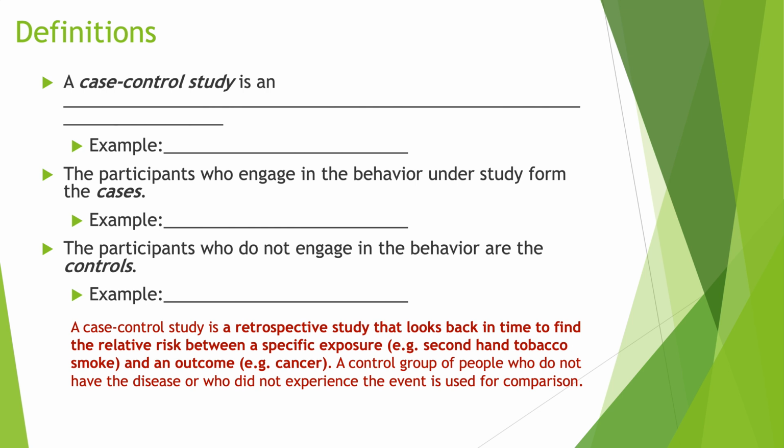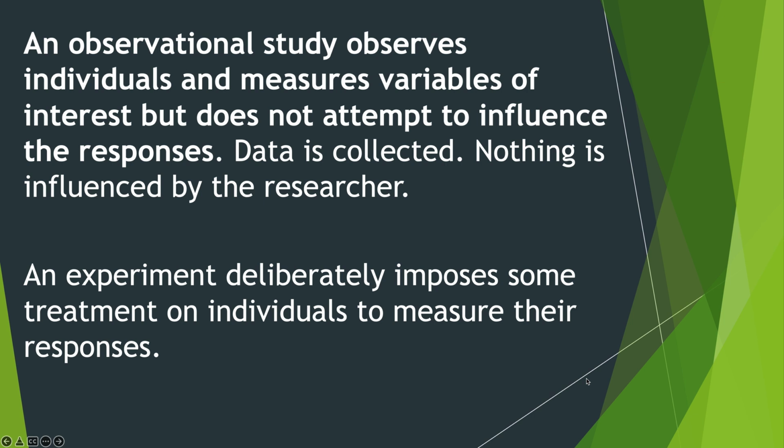So anything that looks back after the fact defines a relative risk between a specific exposure, like secondhand smoke or DDT or Agent Orange, and the particular outcome, like broken eggs or cancer. A control group of people who do not have the disease and who do not experience the event is used for comparison purposes. An observational study observes individuals and measures variables of interest, but doesn't attempt to influence the responses in any way, shape, or form.